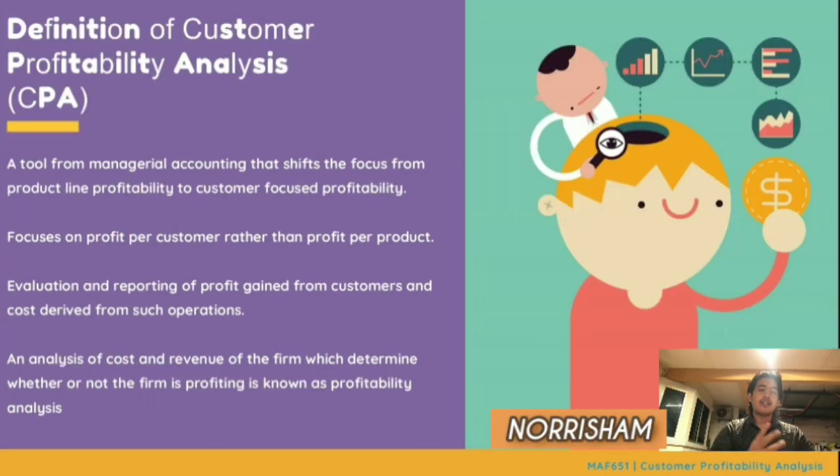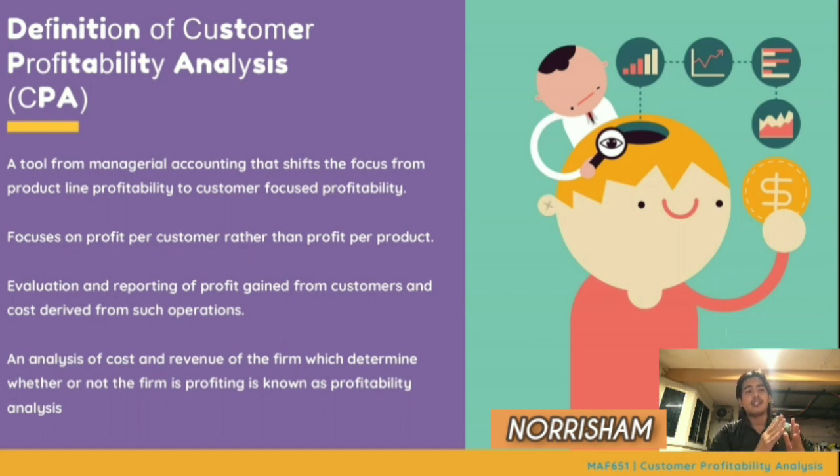Moving to the next slide, definition of customer profitability analysis, CPA. CPA is a tool for managerial accounting that shifts the focus from product line profitability to customer focused profitability. This tool is actually more on profit per customer rather than profit per product. We can conclude that this tool calculates the revenue that comes from customers while at the same time removing all costs from it, thereby calculating the actual profitability per customer.